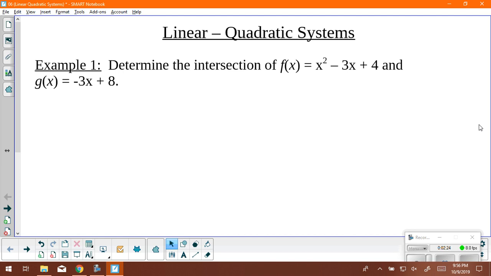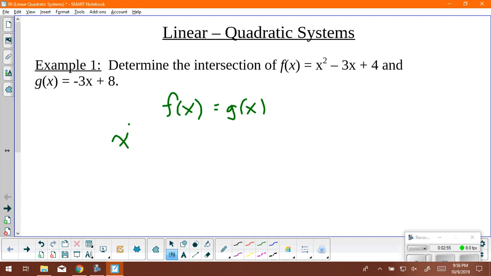Determine the intersection of the parabola f of x is x squared minus 3x plus 4, and the function g of x is negative 3x plus 8. But the idea of solving this is going to go right back to what we were doing yesterday. Well, if I want to know where they cross, that means that they would be equal to each other somewhere. So I just start with that f of x must be equal to g of x. Then my equation: x squared minus 3x plus 4 equals negative 3x plus 8.